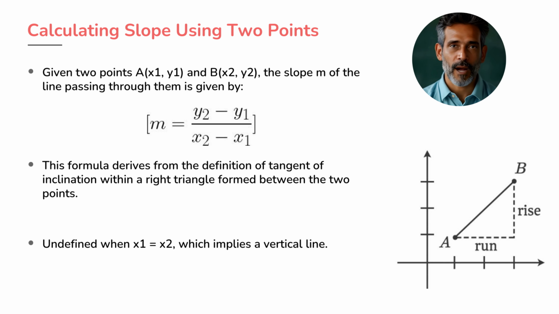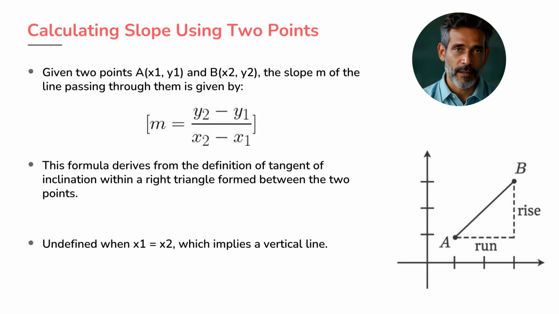Moving forward, how do we actually calculate the slope if all we have are 2 points on a line? Let's say you have points A at coordinates (x1, y1) and B at (x2, y2). The slope m of the line passing through these points is given by a very handy formula. m equals (y2 minus y1) divided by (x2 minus x1). Let me say that slowly again. m equals the difference in y coordinates, y2 minus y1, divided by the difference in x coordinates, x2 minus x1.